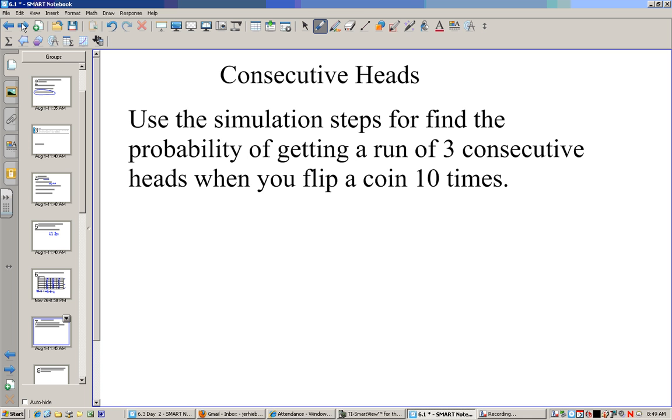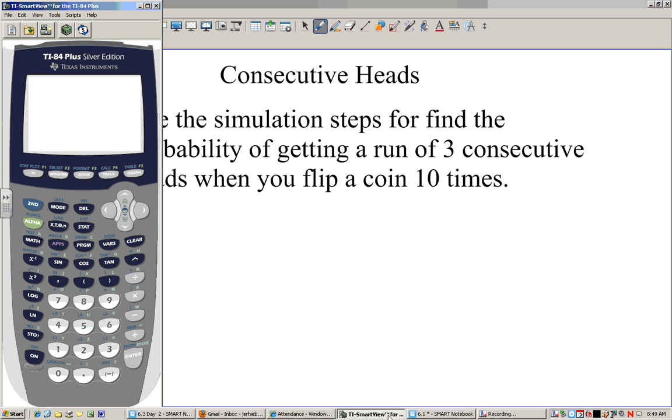All right, use a simulation for finding the probability of getting a run of 3 consecutive heads when you flip a coin 10 times. Now we can flip a coin 10 times and see how many heads we get, and then do it another 10 times, and another 10 times. But we could also do it with our calculator using random integers.